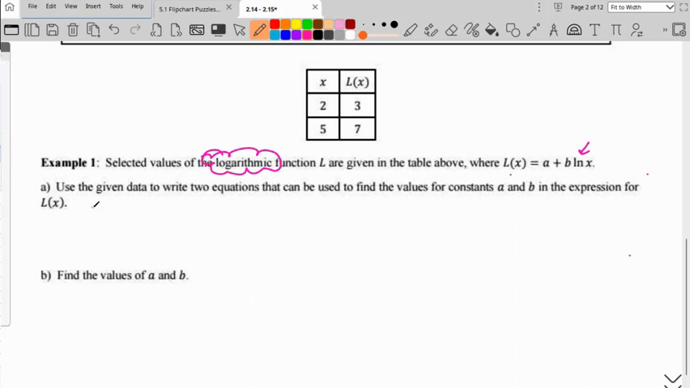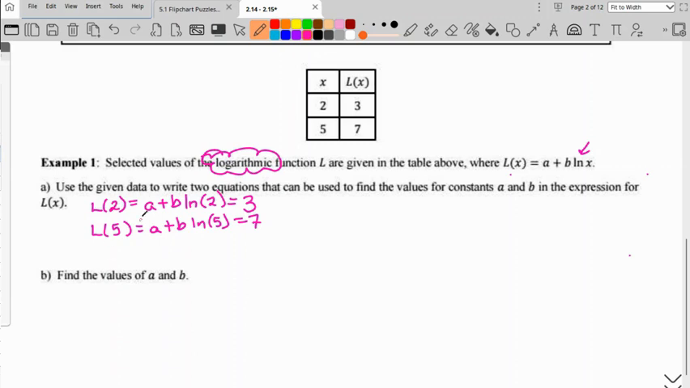So we can use L of 2, which is a plus b times the natural log of 2. And we know that that equals 3, right, from the table. We know the y value is 3. And we can do L of 5, okay, which is a plus b times the natural log of 5, and that equals 7. Good job. Okay, so those are going to be my two equations.